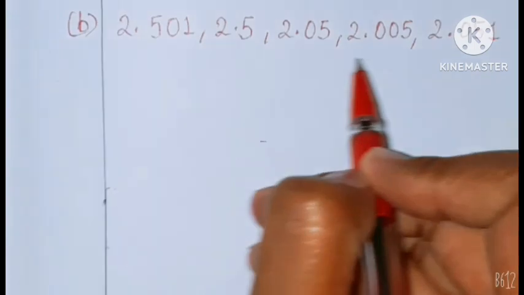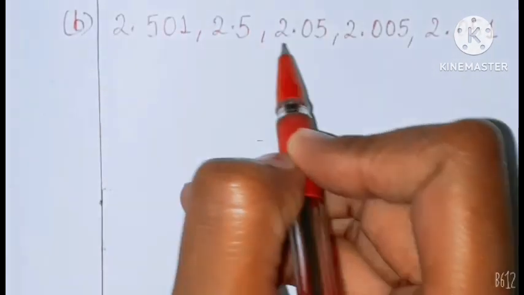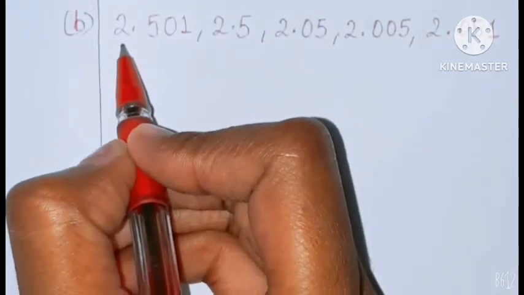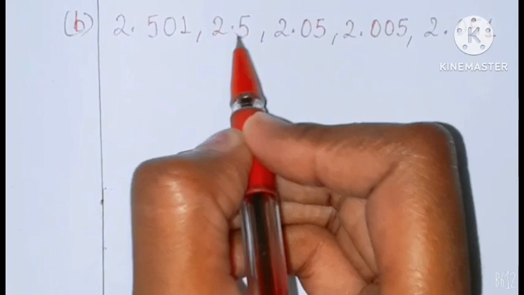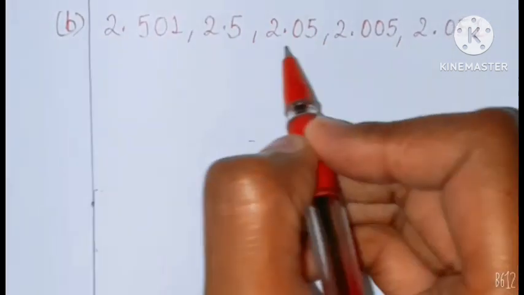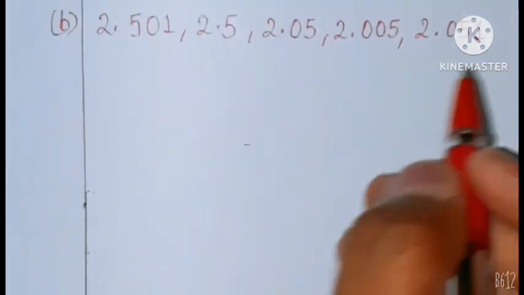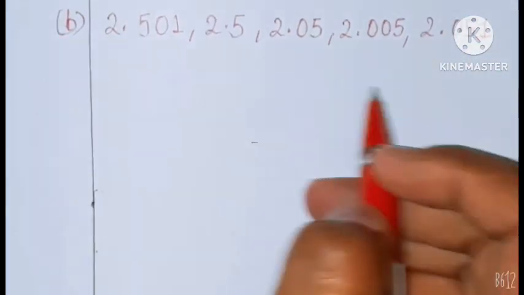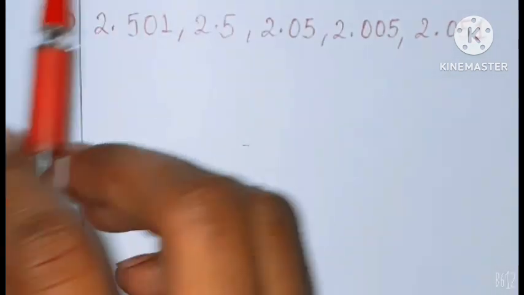So I have written the B number question and now I am going to solve it. It is also given in unlike decimal. You can see that in the first number 2.501, but in the second number 2.5, that is only one digit after decimal. Here only two digits after decimal, and here three digits are given. So all the numbers are not given in like decimal. It is given in unlike decimal, and we are going to change it into like decimal.